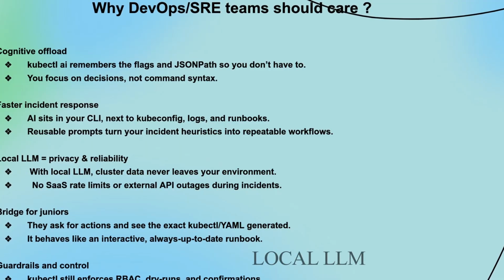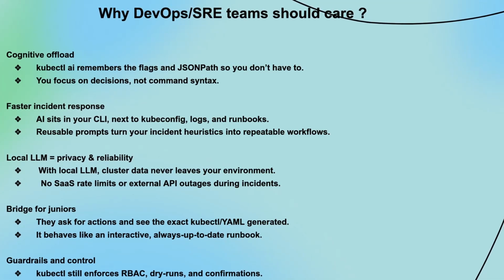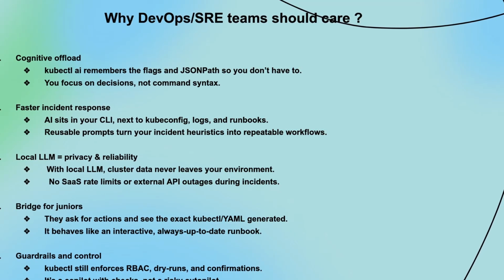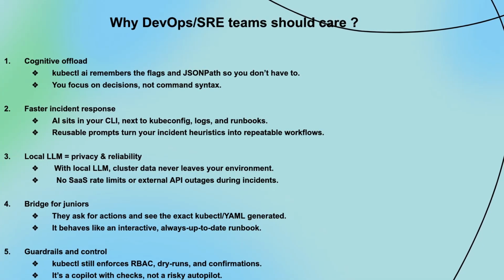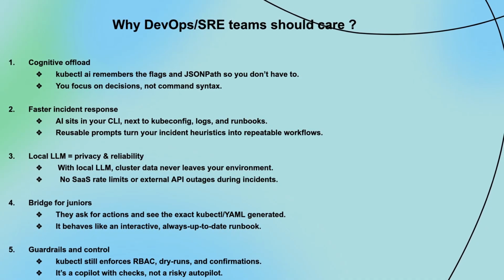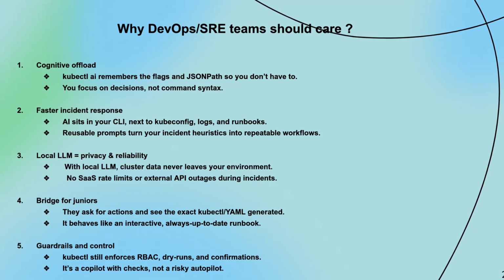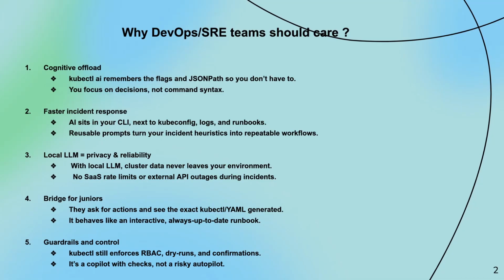By running the LLM locally with Ollama, all our cluster details stay inside our own environment. Things like namespaces, internal URLs, and logs are never sent to a third-party service. On top of that, we are not relying on some external APIs that might be slow, rate limited, or downright unavailable when we are on call. The AI is always available on our own hardware.